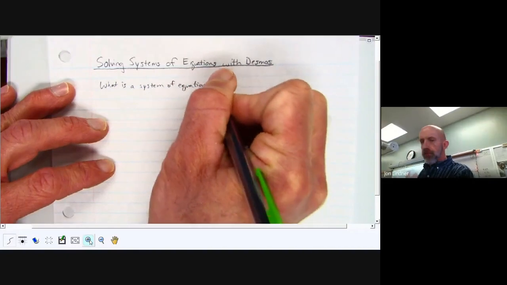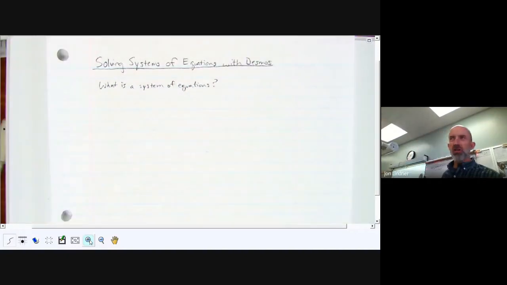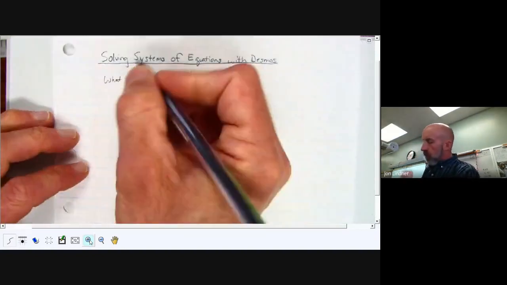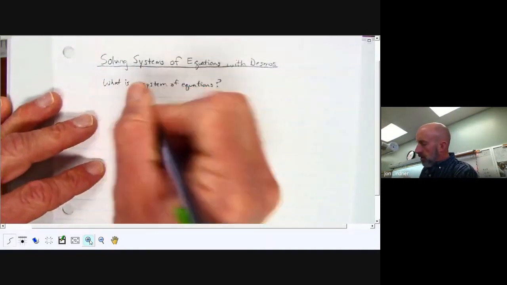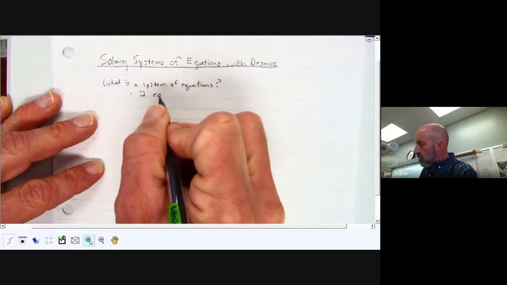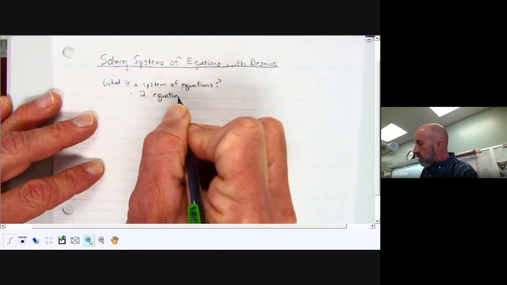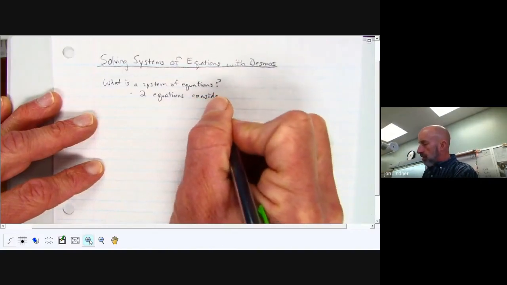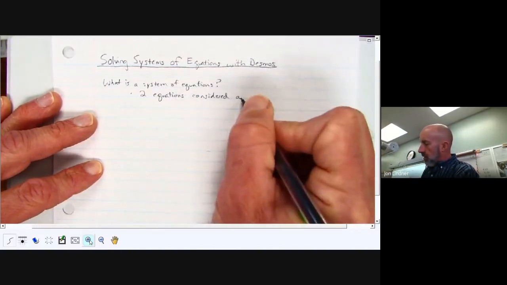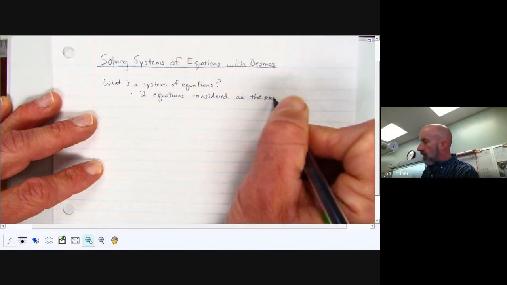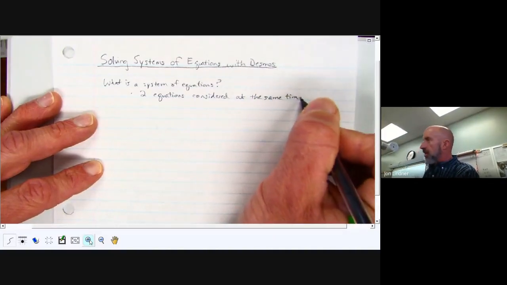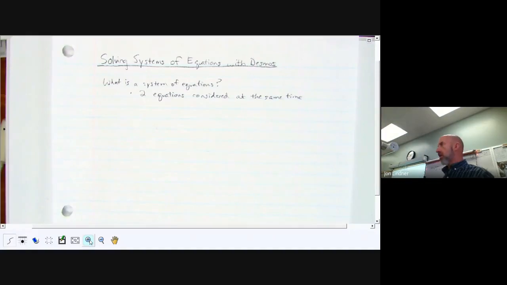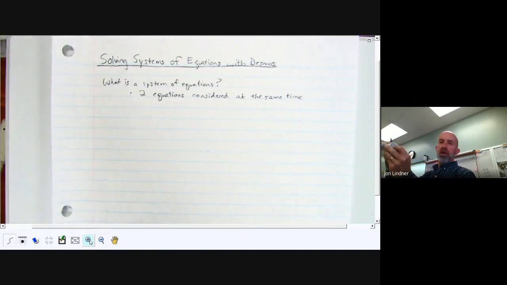When we hear that phrase, system of equations, what are we talking about? All right. Well, a system of equations for our purposes is just two equations considered at the same time. That is the simplest definition I can give you about a system of equations, is that it is two equations considered at the same time.